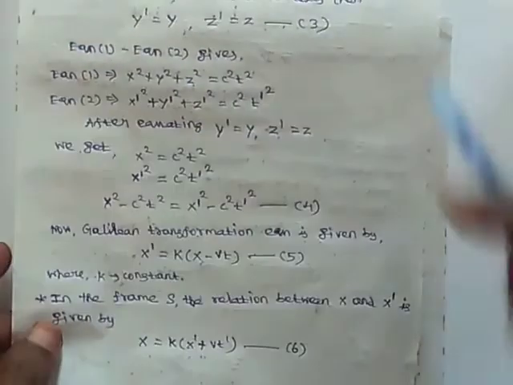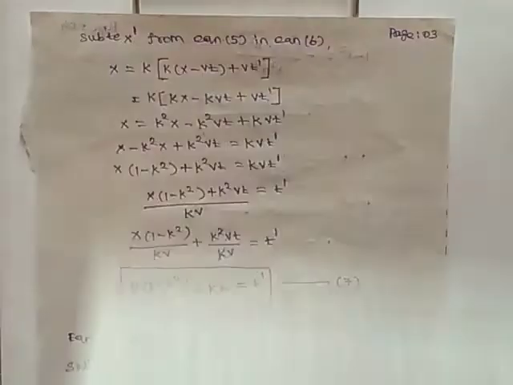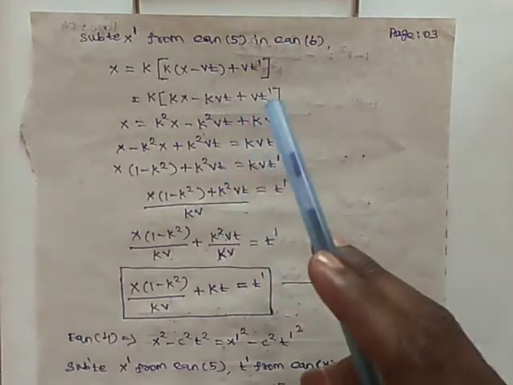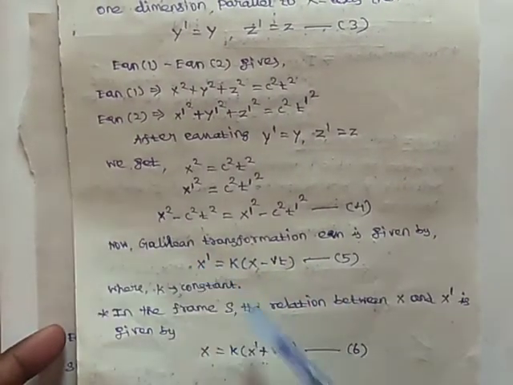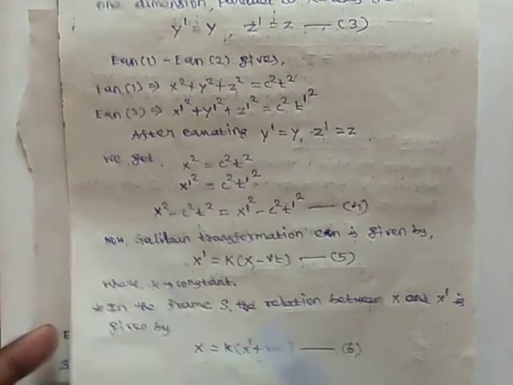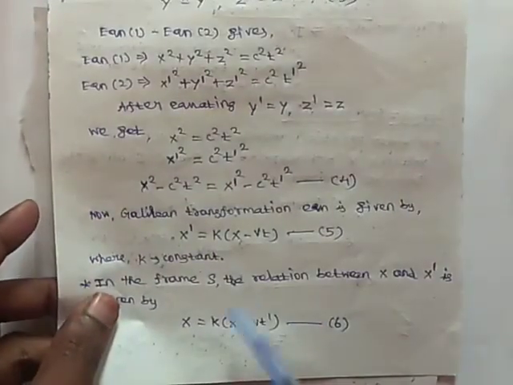Right, these two equations are named 4, 5 and 6. Substitute the x prime from equation 5 in equation 6. So we have to substitute this x prime here. So x is equal to k into x prime, in the place of x prime we have to substitute k.